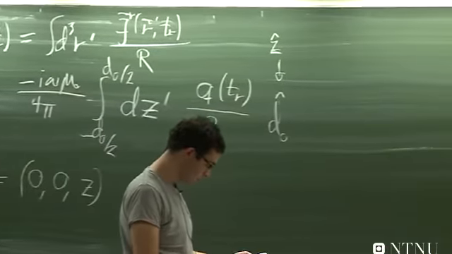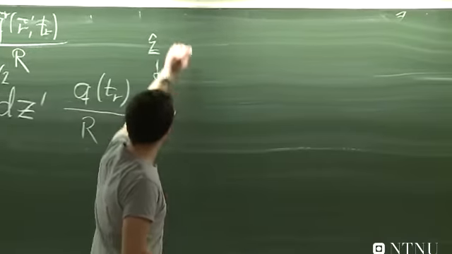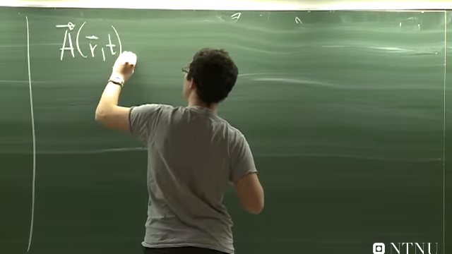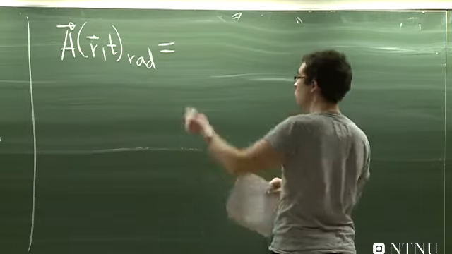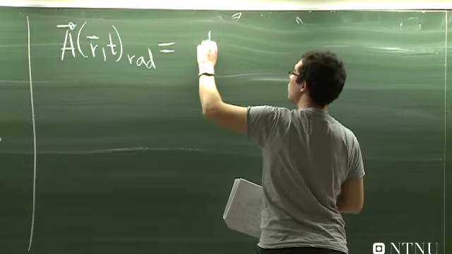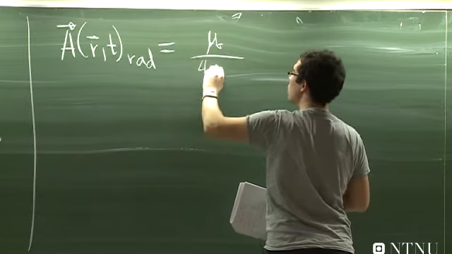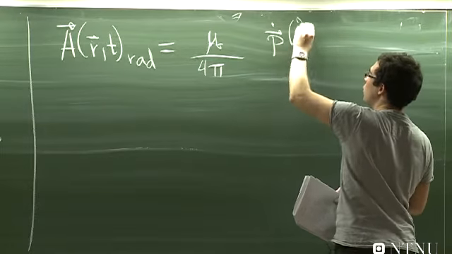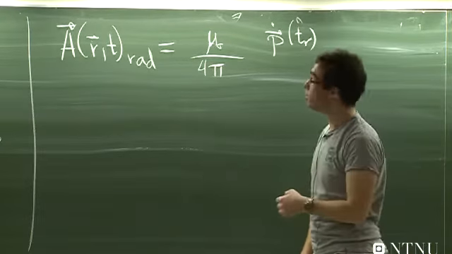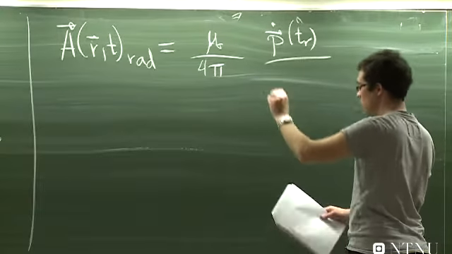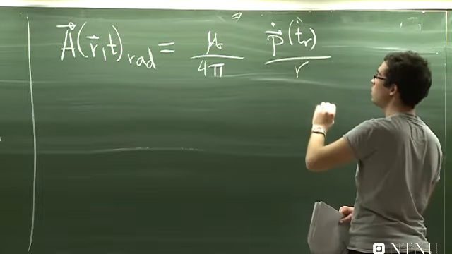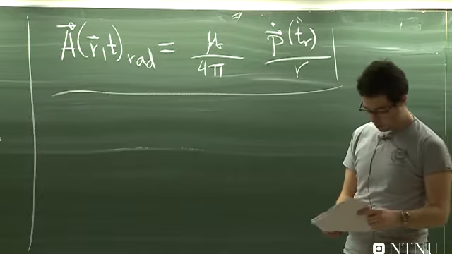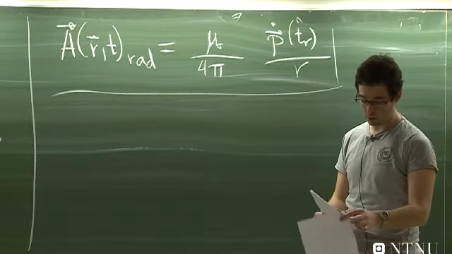And we have that A of r, t in the radiative zone is equal to mu naught over 4 pi, and then p dot of t_r, where I use the same derivation trick to get the i omega into the dipole moment, divided by r, the distance from the origin. So now we've got the vector potential from an infinitesimal oscillating dipole.